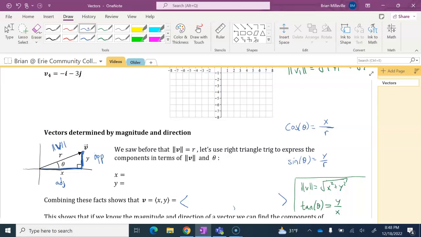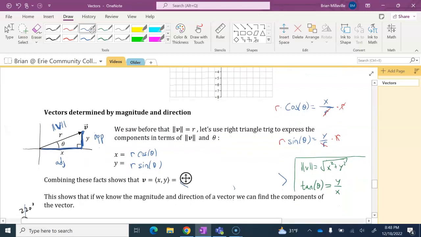So if we just read off from our picture, we've got cosine of theta is x over r, sine of theta is y over r. If we isolate x, we could do that by multiplying both sides by r, and a similar thing for solving for y. If I multiply both sides by r to clear the fractions out, we get this nice statement that x is r times cosine of the angle theta. y is r times sine of the angle theta. But again, r is just the magnitude of the vector v.